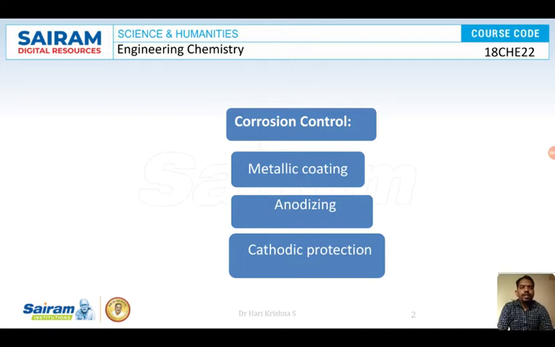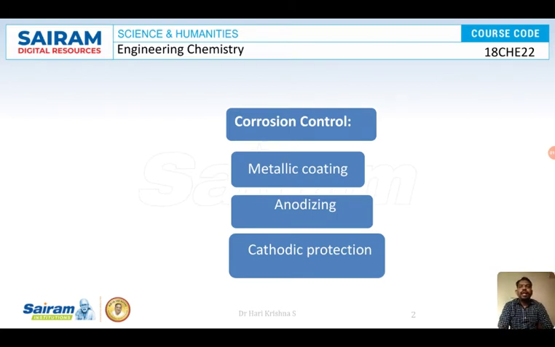Various corrosion control techniques available are galvanization, metallic coating, anodizing, cathodic protection, anodic protection, etc. Metallic coating is generally called coatings. Coatings might be once again divided into metallic coating, organic coating, and inorganic coating. We have organic coating as paint, and inorganic coating is different.